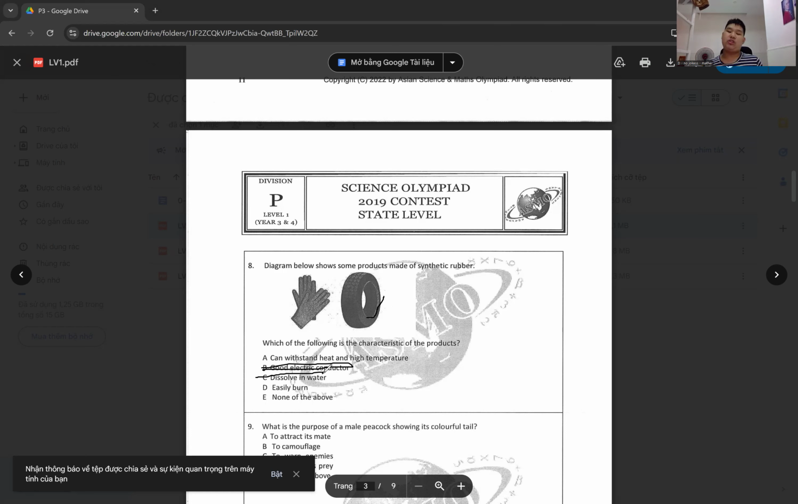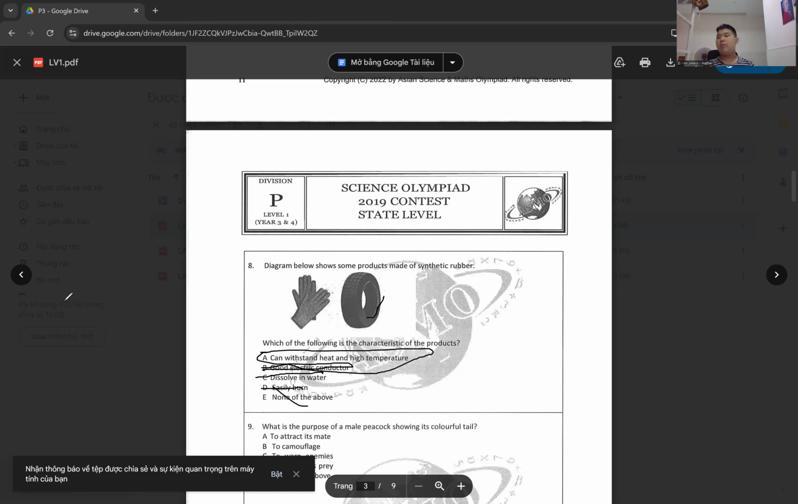Have you tried dissolving your gloves or a tire in water? Have you tried to put an eraser in the water? Of course not. Can it easily burn? I never. This is getting out of hand. No, you can't burn rubber that easily. That is for paper and wood. But it can withstand high heat and high temperature.